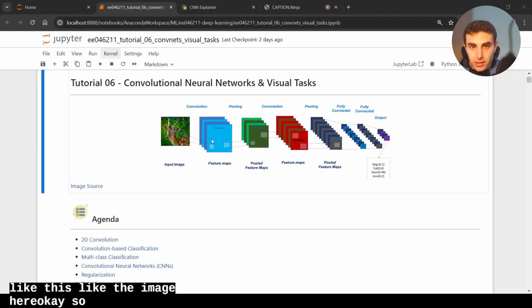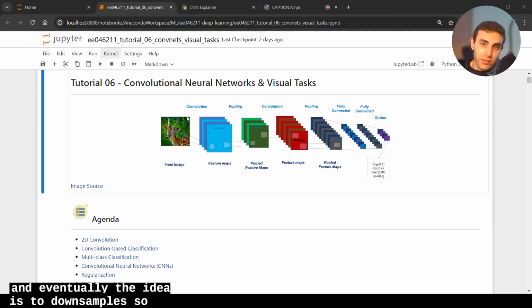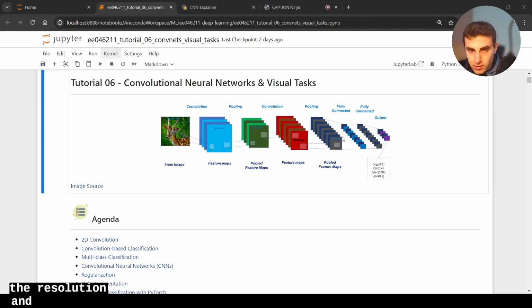Okay, so we'll have an image and we'll stack filters as layers. We also have other operations like pooling, which we will cover in this lesson. Eventually the idea is to downsample, so we will decrease the spatial resolution, but we will increase the channel dimension. So we are going to increase the number of filters or channels as we go down in the resolution. This is the general recipe for CNNs, but don't worry, we will build up to it.